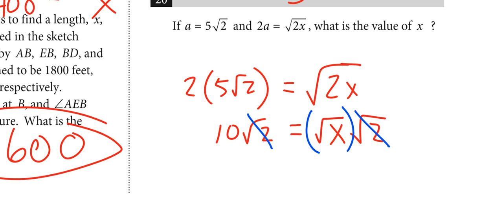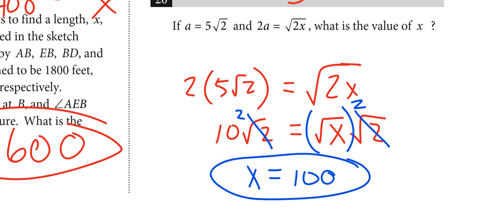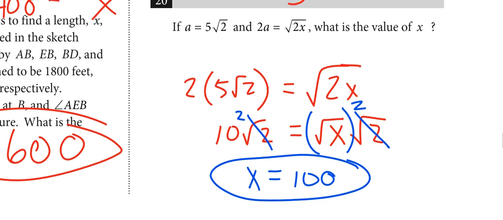So, what do you do to get x by itself? How do you get rid of a square root? You square it. And so now we know that x is 100. Any little advantage or thing that speeds things up for me is good.